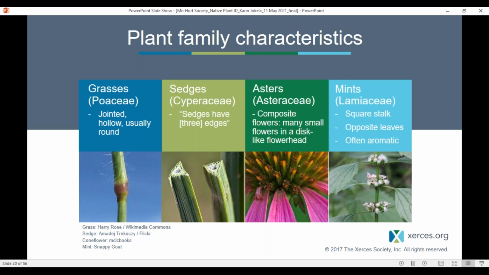The mints, they are characterized by a square stalk. Usually they have opposite leaves. They're very aromatic. Most of our herbs are in this plant family: basil, rosemary, mints, of course, bergamot, lots of different species in there, usually aromatic.